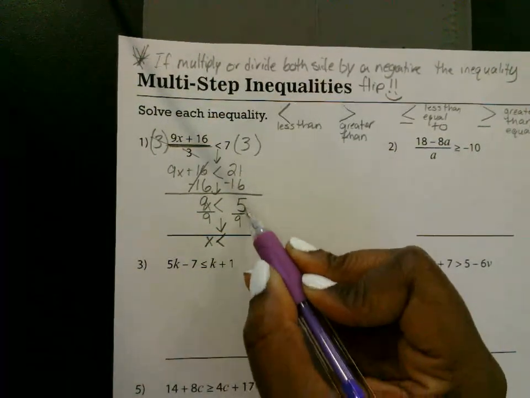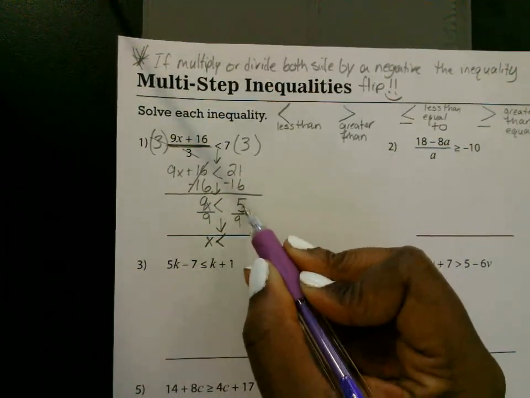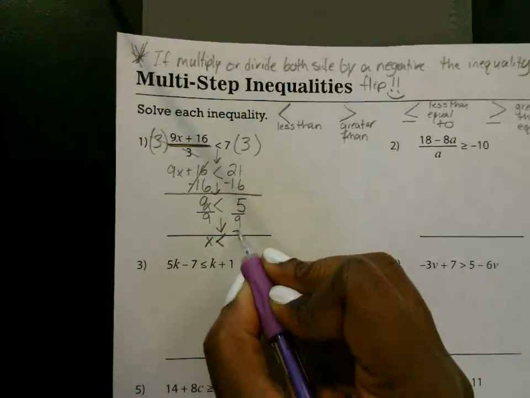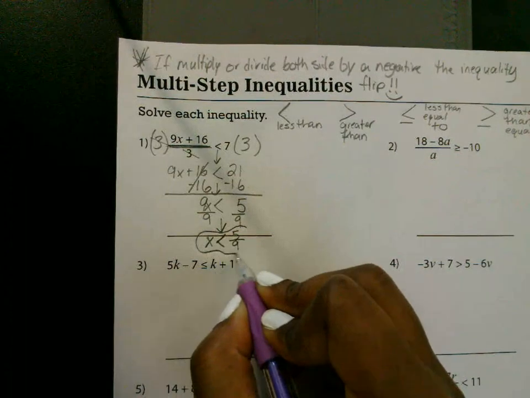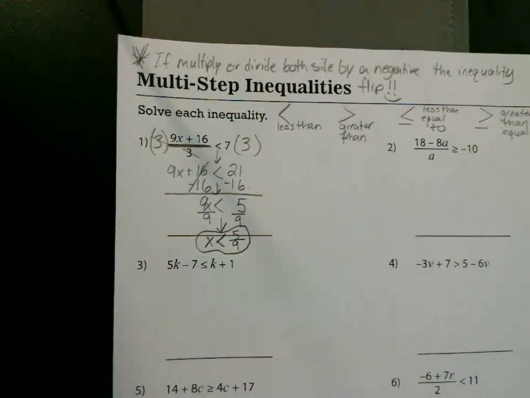And then you're going to keep this as a fraction as long as the fraction is reduced. 5 over 9 is already reduced. So our answer is 5 over 9. x is less than 5 over 9. Pause for the cause to give you a chance to write.